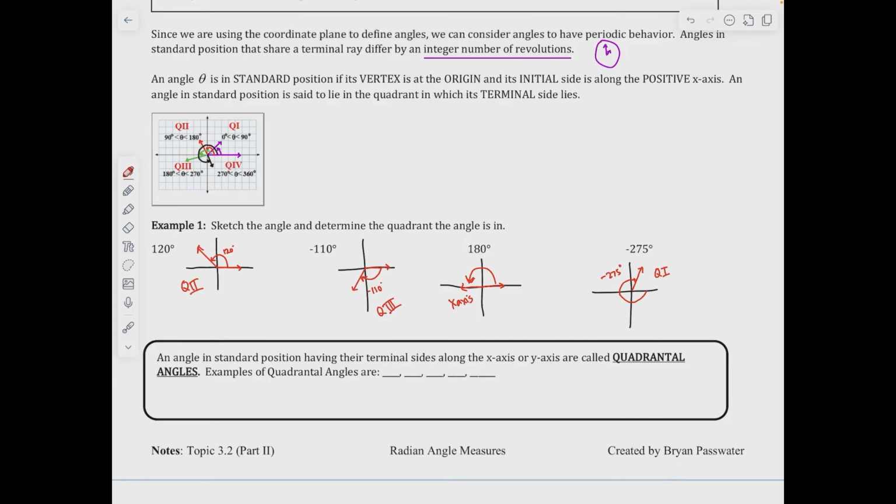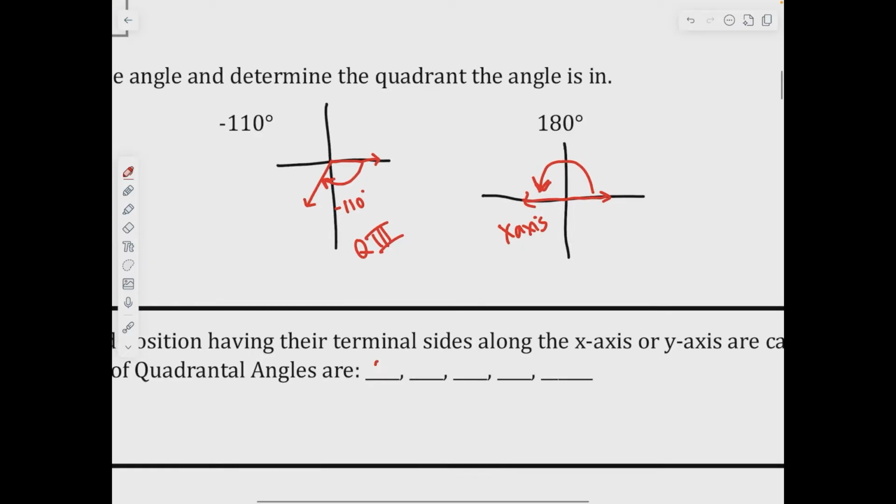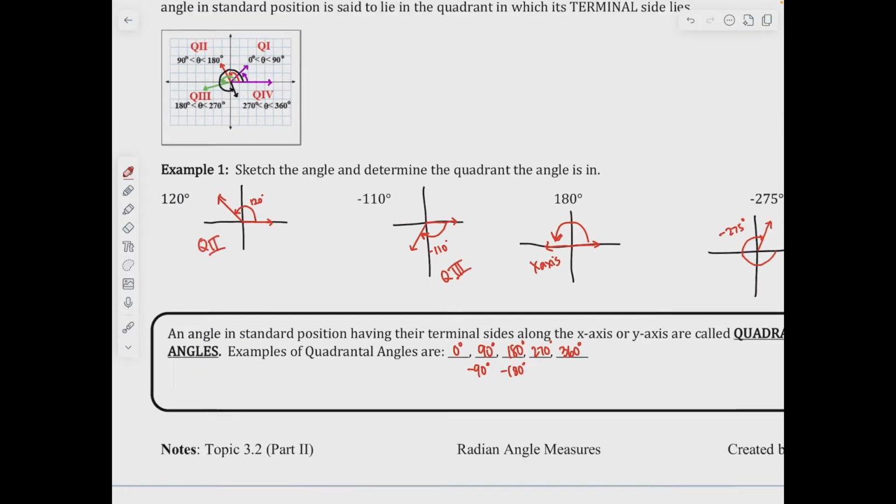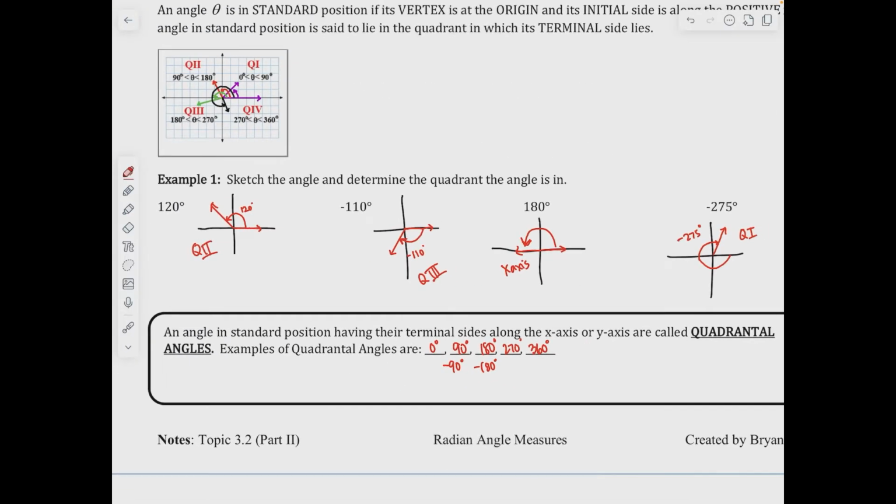Okay, so it says an angle in standard position having its terminal side along the x or y axis is called a quadrantal angle. Examples of quadrantal angles are 0 degrees, 90 degrees, 180, 270, 360. And if I keep adding or subtracting multiples of 90, negative 90 degrees, negative 180, those are all different examples.